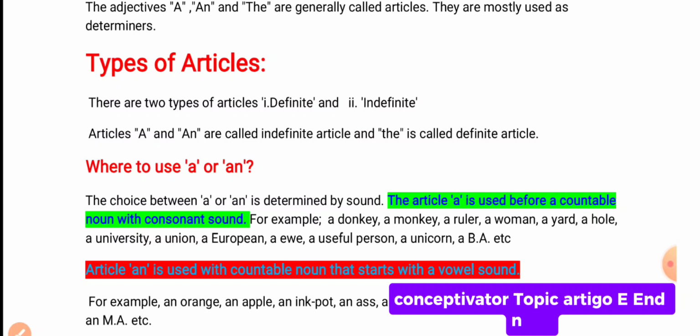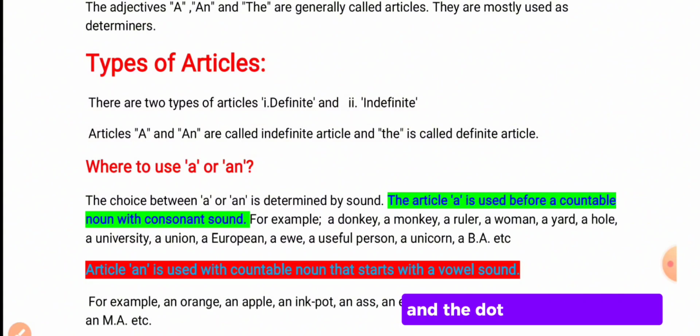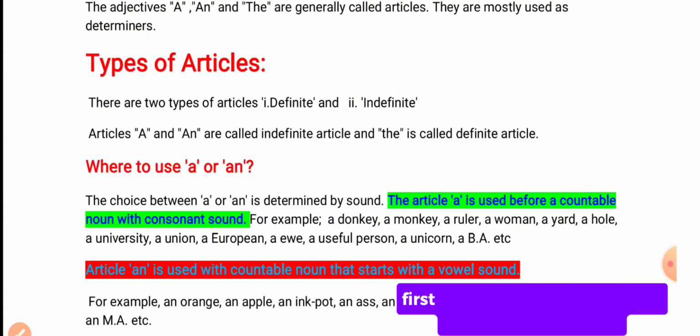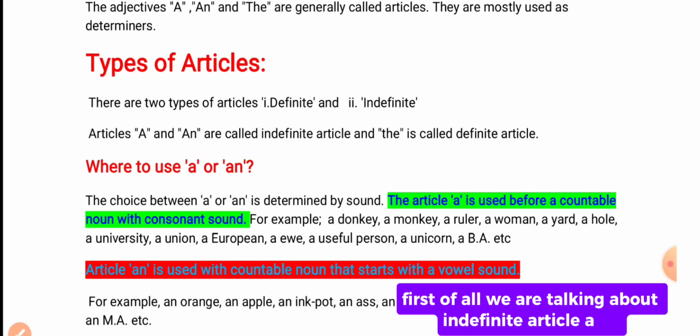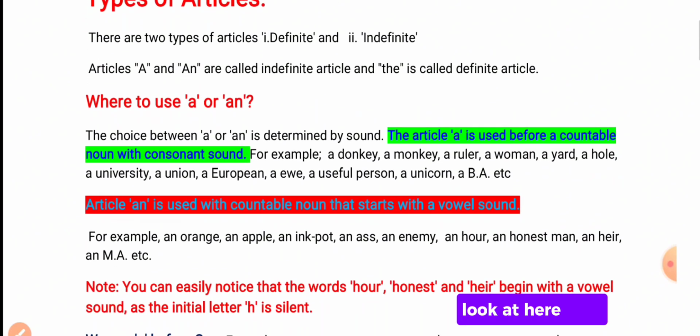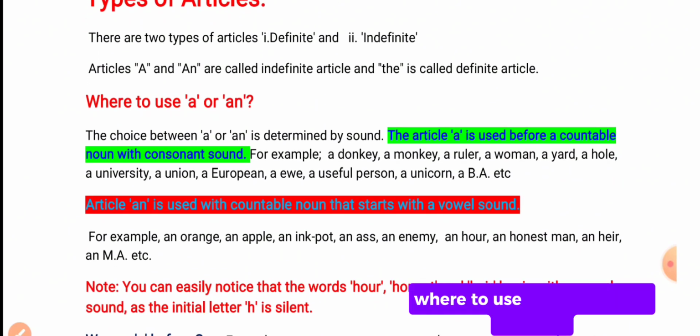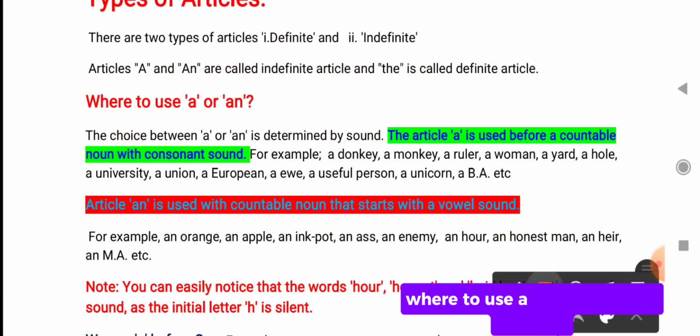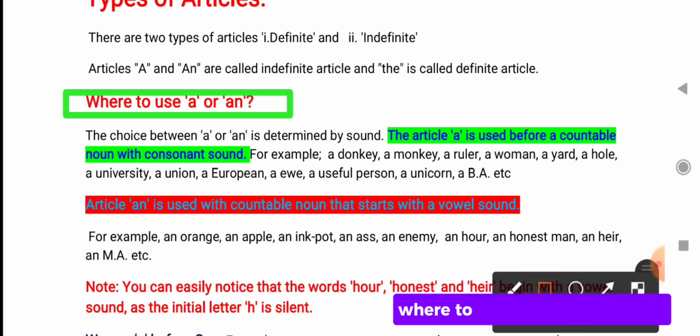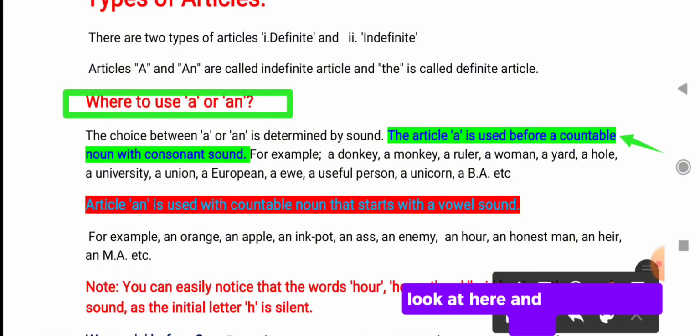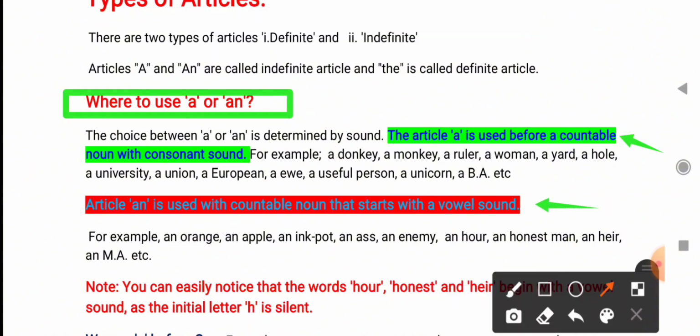Articles a and an, and the. Where to use a or an? First of all, we are talking about the indefinite articles a or an. Where to use them? Look here, you can see the use of articles a or an.